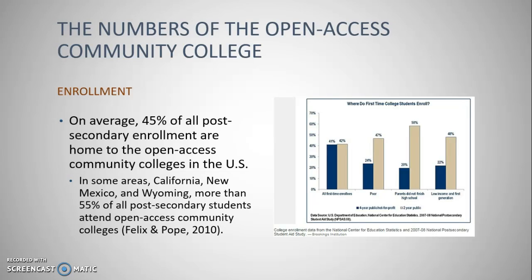So nationwide, we are seeing a large percentage of post-secondary students attending two-year colleges. This includes the open access community colleges, and the percentage of the attendance has more than doubled in the last half century. Enrollment jumped from 17.8% to 45% today, and in some states, the enrollment percentage is much higher than the national average, such as California, New Mexico, and Wyoming. More than 55% of all post-secondary students attend open access colleges today.